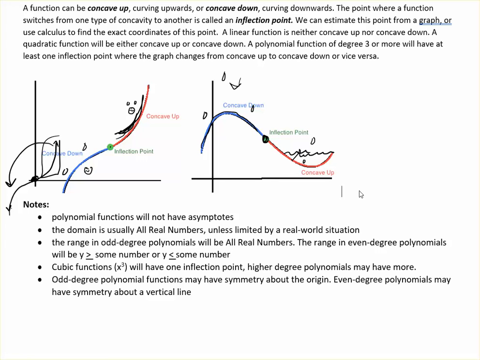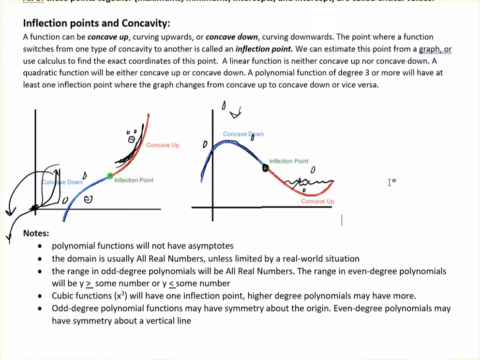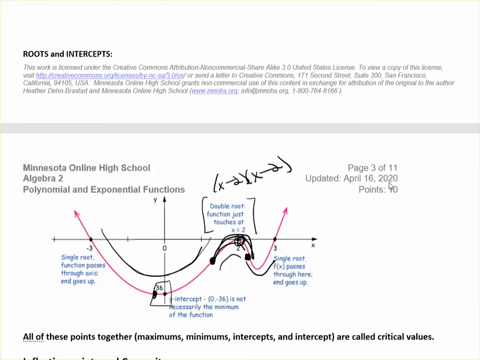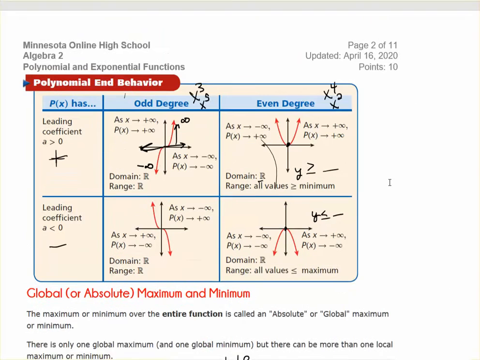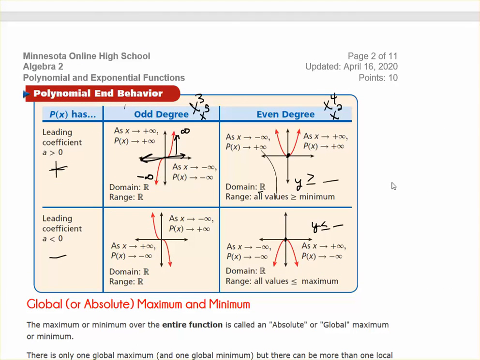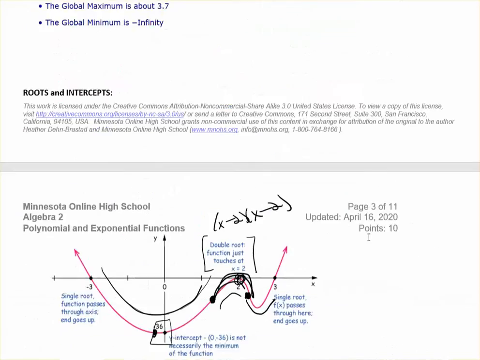Or it might have no symmetry, or it might have symmetry about a line, especially as we looked at with an even degree, they have symmetry about a line. And sometimes quartic functions might have symmetry about a line as well, a fourth degree function.